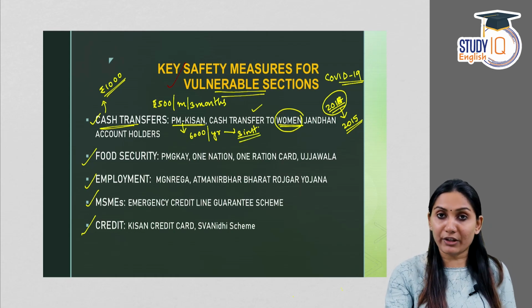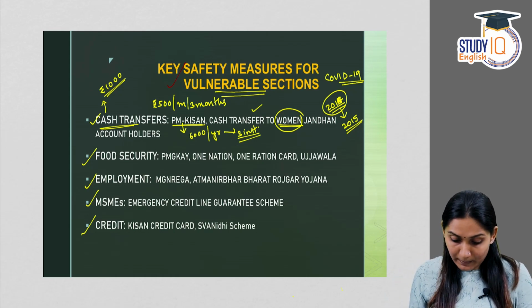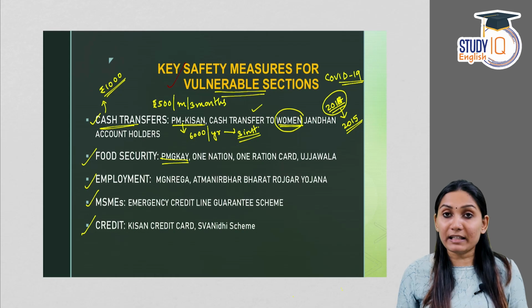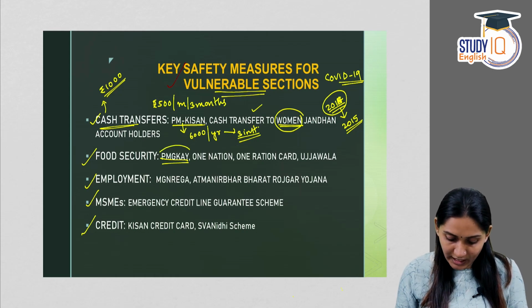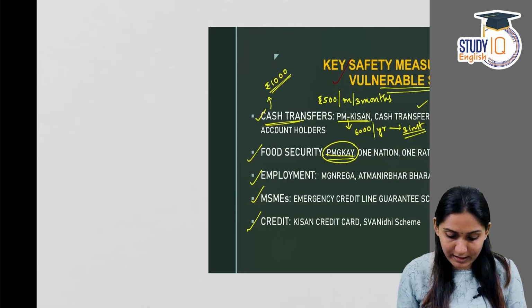Now coming to food security schemes, major food security schemes. First one is Pradhan Mantri Garib Kalyan Ann Yojana, PMGKAY. Pradhan Mantri Garib Kalyan Ann Yojana. Let's come to the details of it.